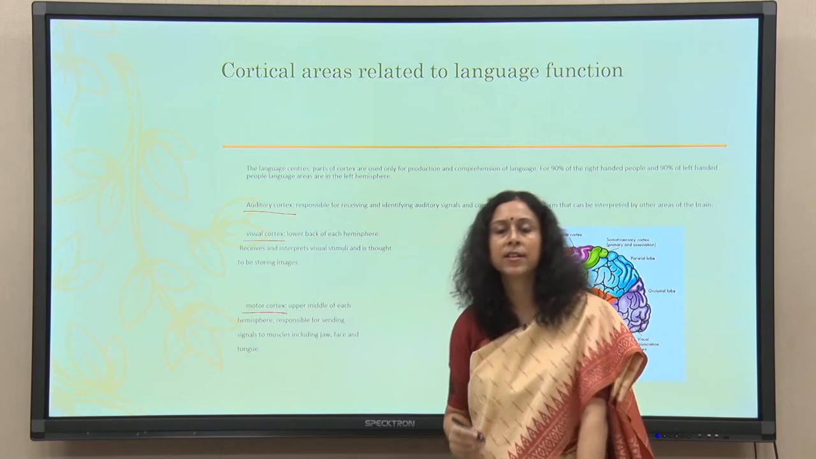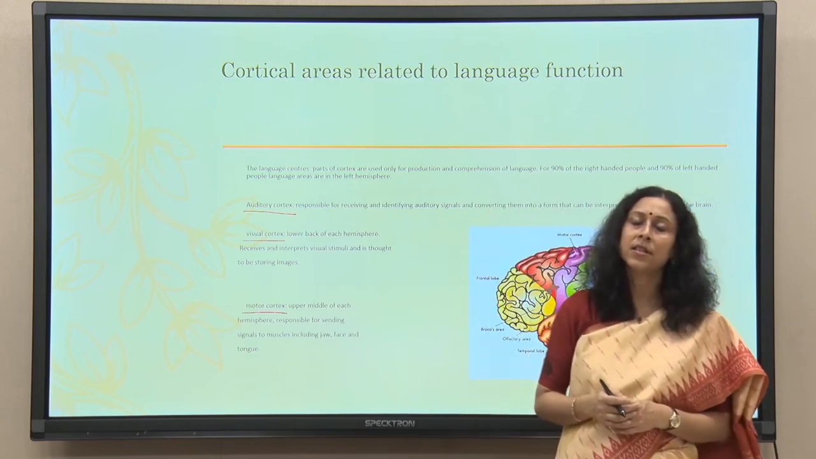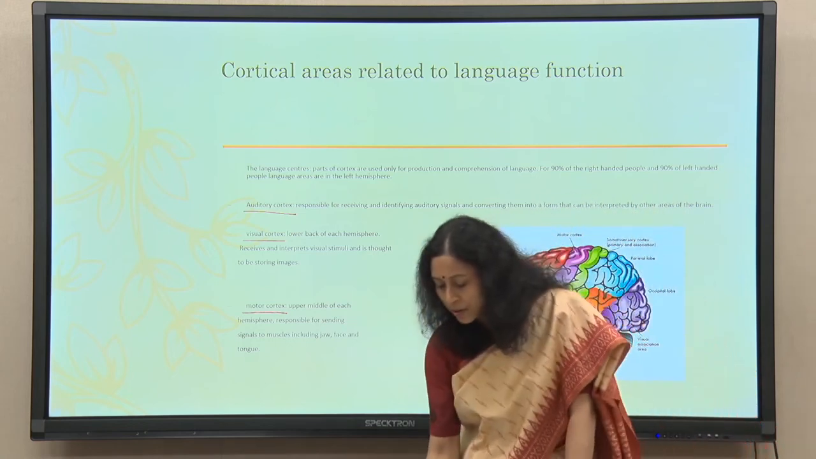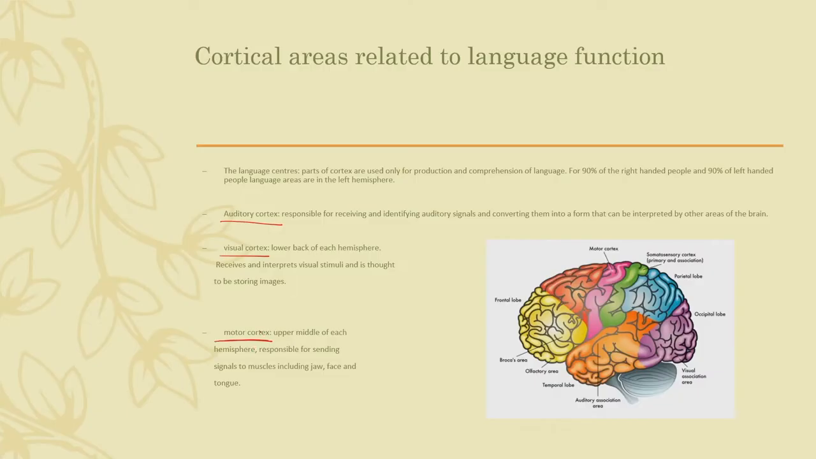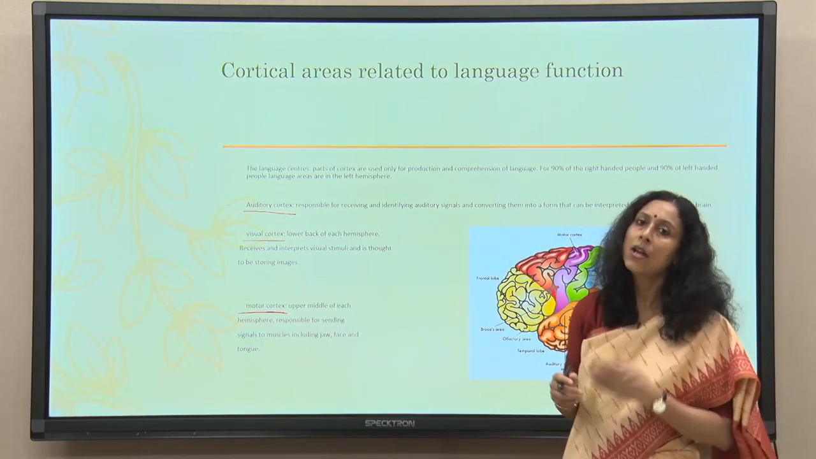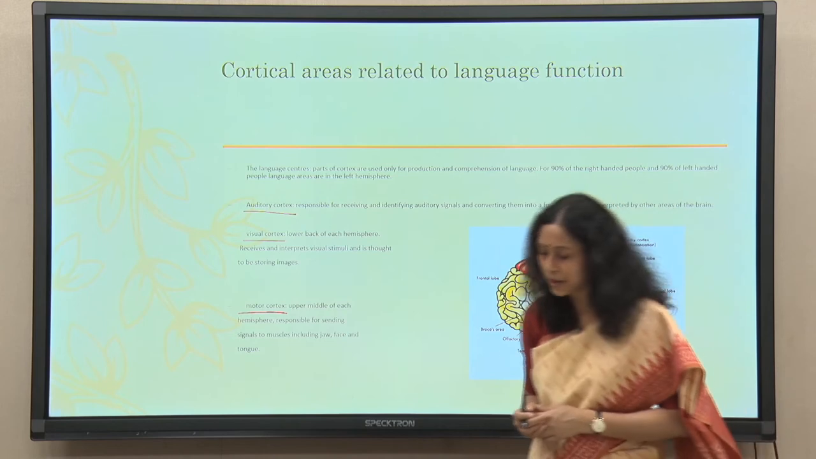Similarly, the auditory cortex, because our spoken language is dependent on the auditory spoken loop. And the motor cortex is again very, very crucial. This is the upper middle of each hemisphere, responsible for sending signals to muscles including the jaw, face and tongue, to produce language, to be able to speak. So, the motor cortex controls the motor activity of the body, which includes production of language.